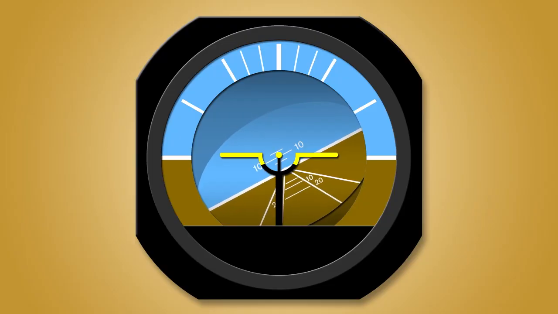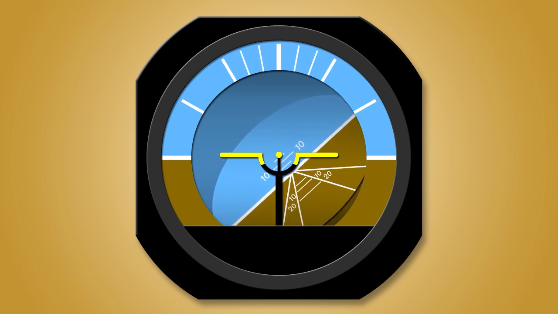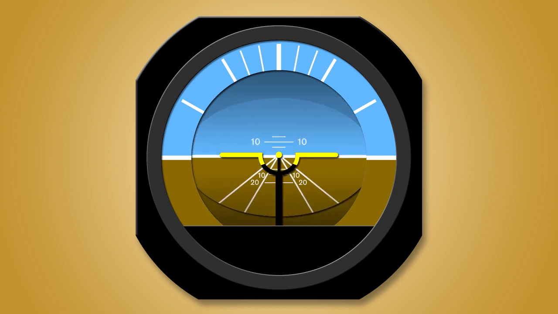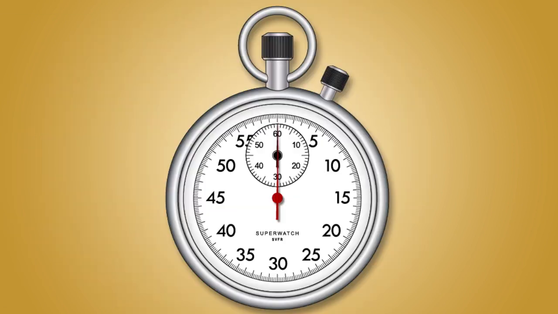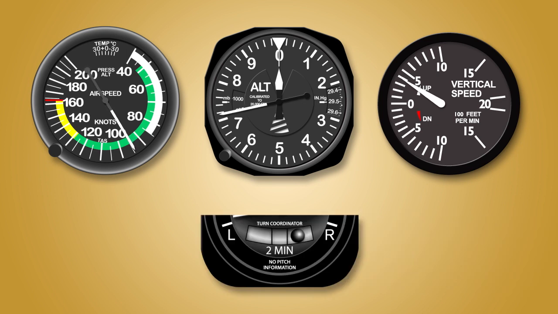Recovery from an unusual attitude can usually be made by using the attitude indicator to set pitch and bank for straight and level flight. When an unusual attitude is recognized, recovery should be started right away and should be completed using the airspeed indicator, altimeter, vertical speed indicator, and the slip-skid indicator.